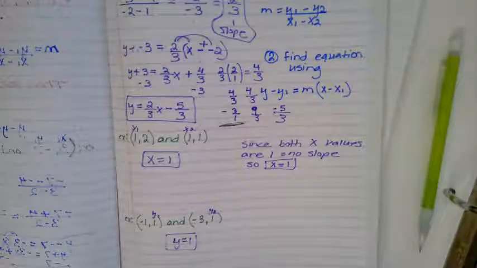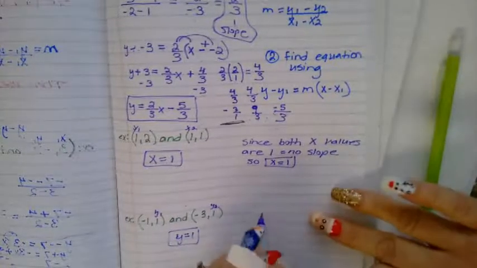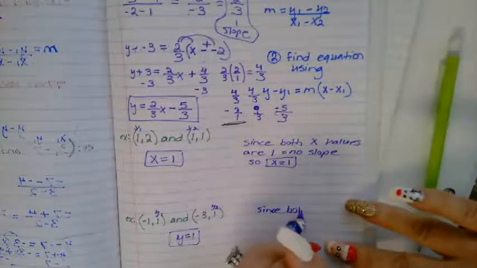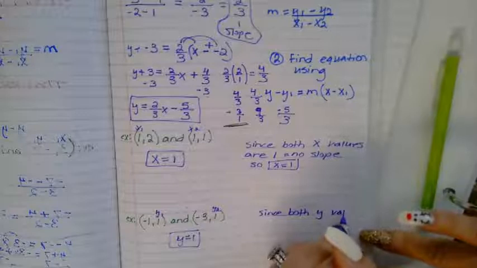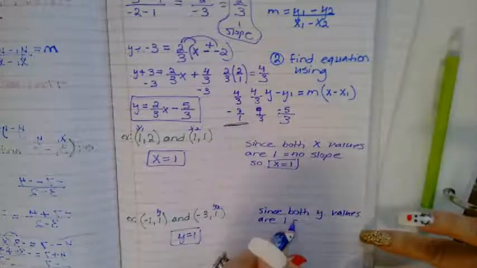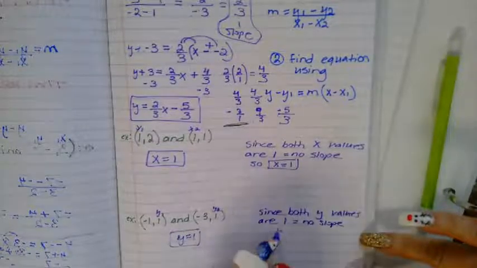So just remember that rule for both of those, okay? So since, I'll write it here too. Sorry, I'm writing at an angle, so it's super messy. Since both y values are 1, that means there's no slope. And you're going to get y equals 1. Okay?